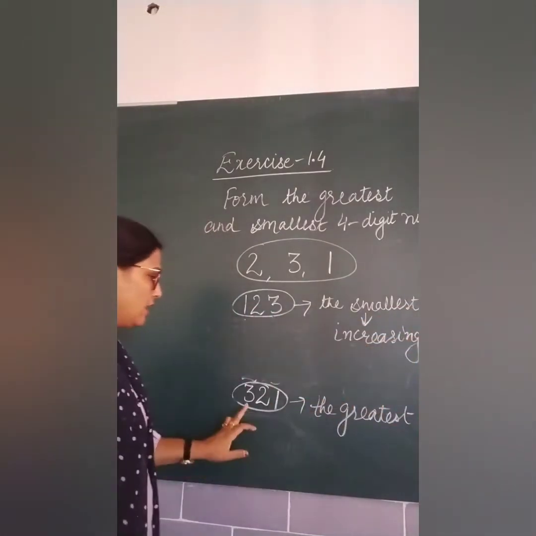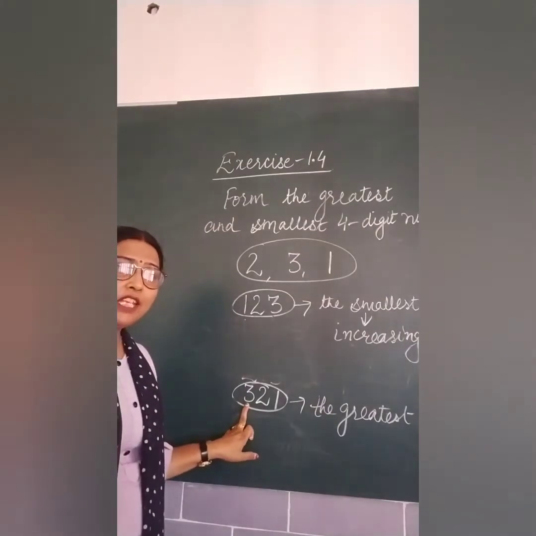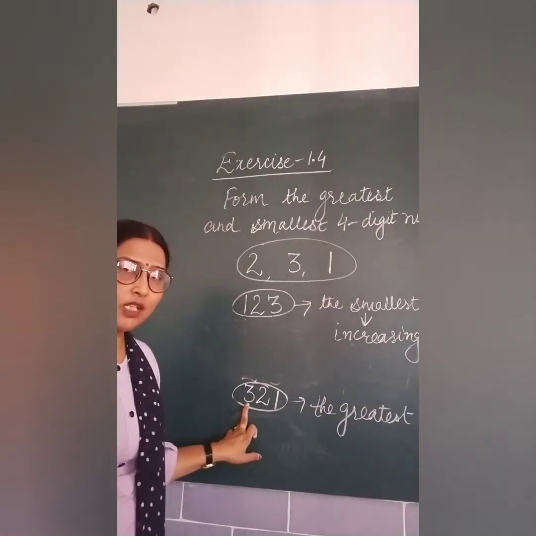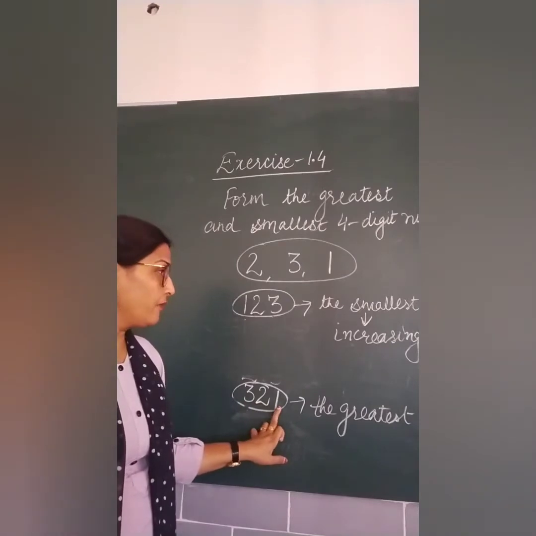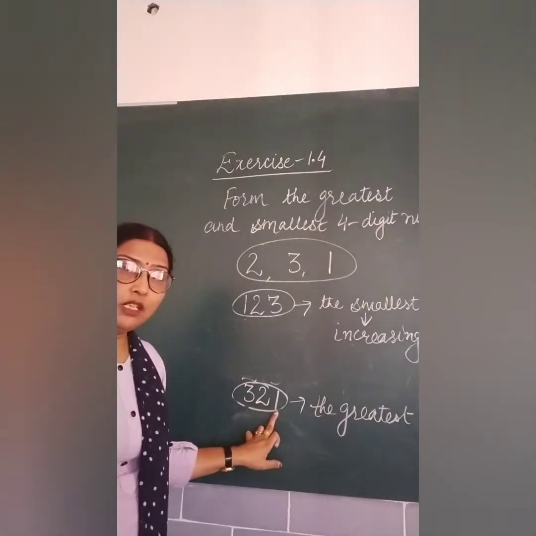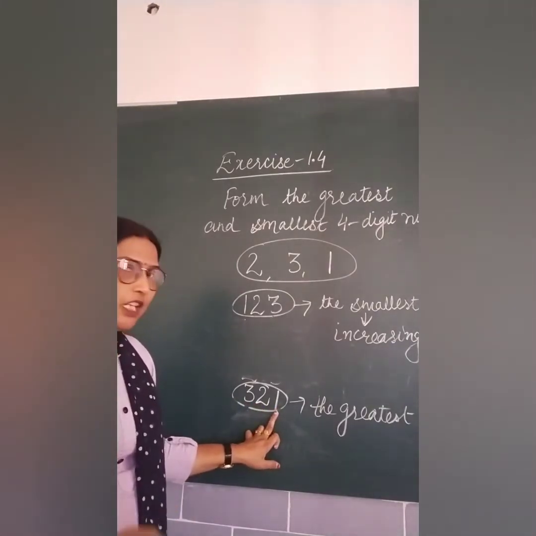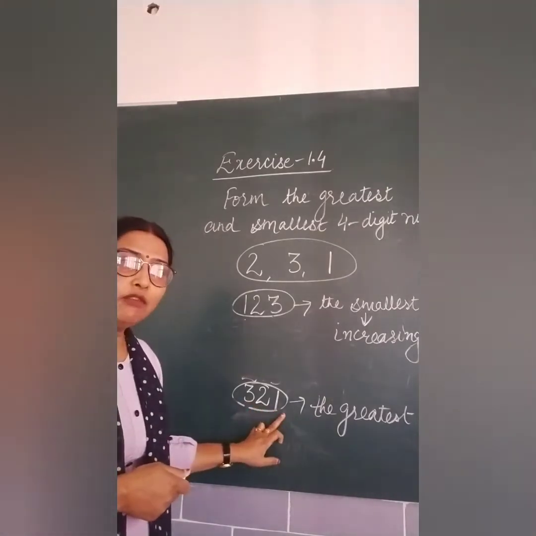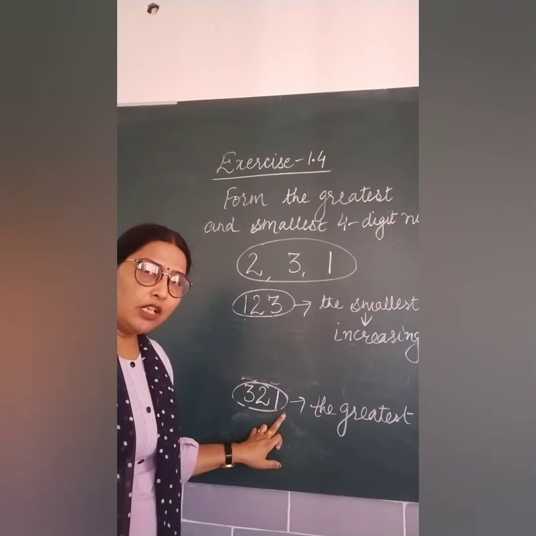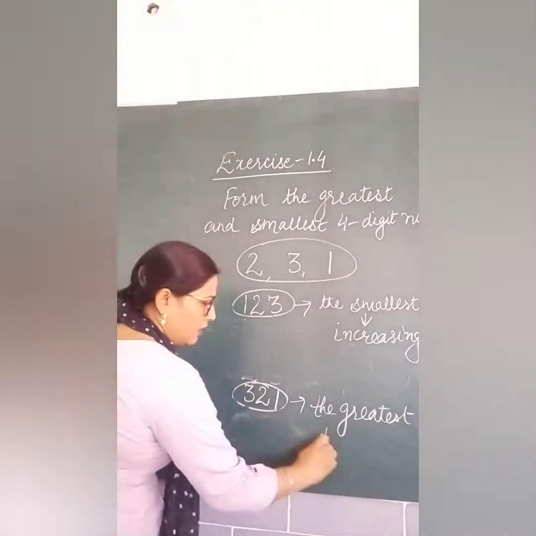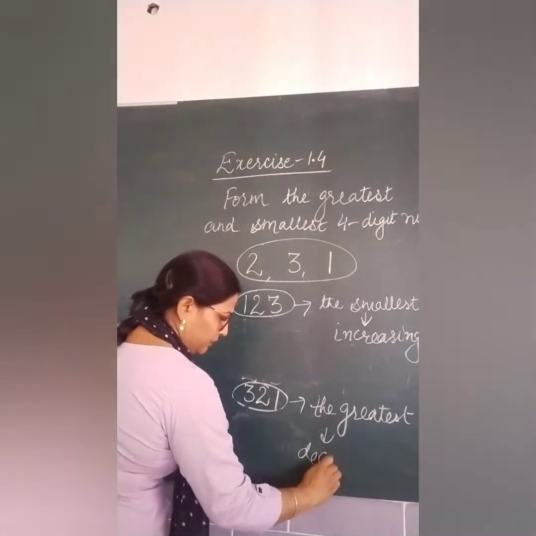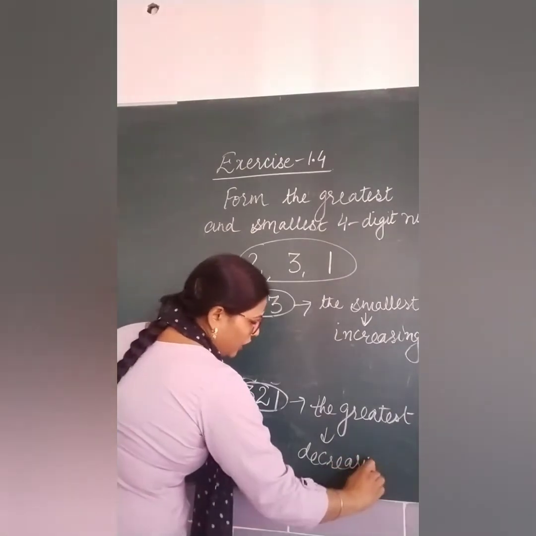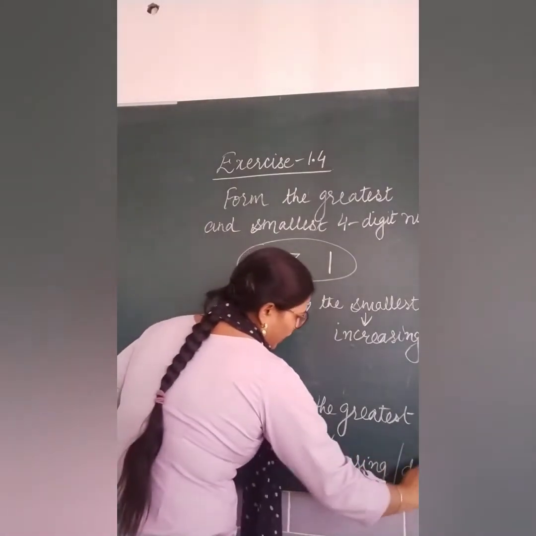Yes, and now observe these digits, how these are arranged. These are arranged in decreasing order. Decreasing means कम होते जा रहे हैं digits. 3 is there, then 2, then 1. These are written in decreasing order. Decreasing order means descending order.